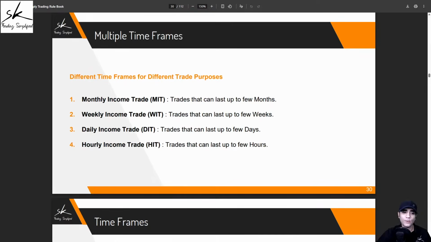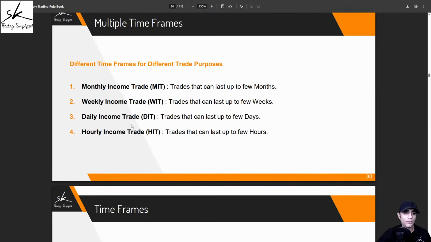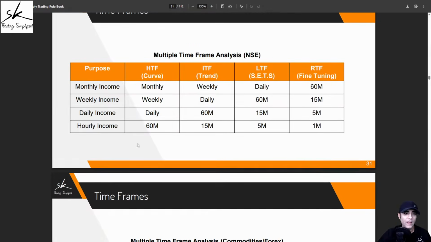Next, what are the 4 different trade purposes? We have already talked about it. What is HIT, DIT, WIT, and MIT? So now the question comes: for every purpose of trade, what will be my 4 different time frames? And we get the answer from this table. Now in this example, I want to plan monthly income trades. So now I know as a monthly income trader, my time frames will be monthly, weekly, daily, and 60.